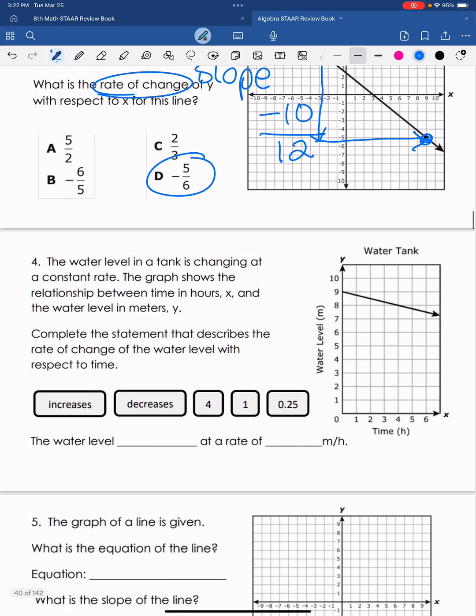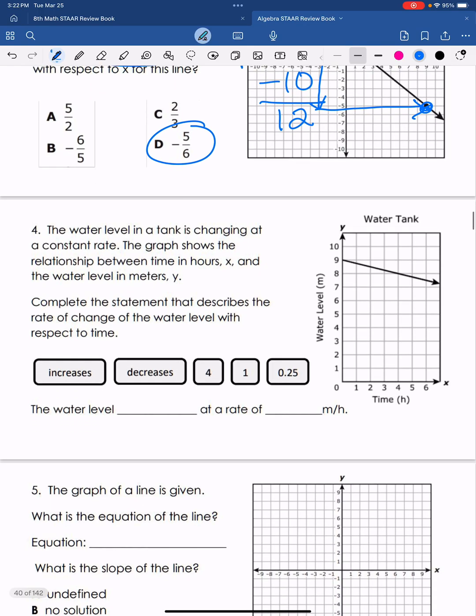Number 4, the water level in a tank is changing at a constant rate. The graph shows the relationship between the time in hours, X, and the water level in meters, Y. Complete the statement that describes the rate of change of the water level with respect to time. So here it says the water level blank at a rate of blank meters per hour.